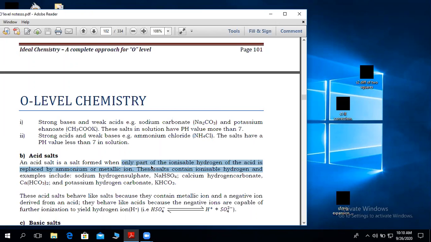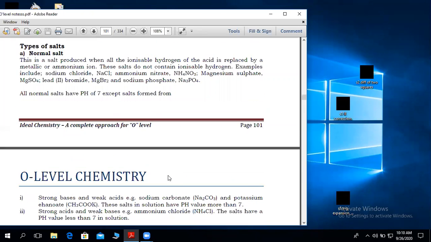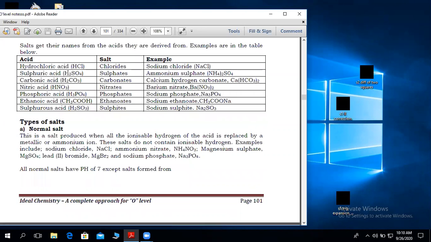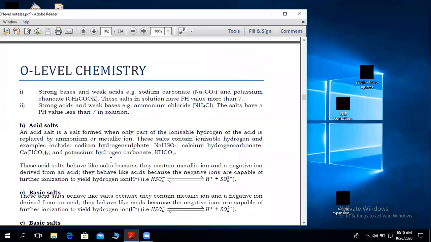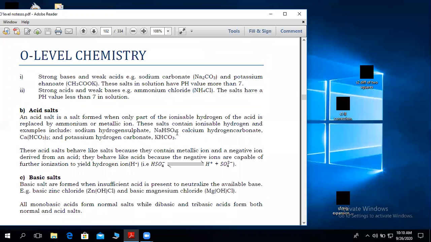For example, we have sodium hydrogen sulfate. What does that mean? It means in our formula for sulfuric acid, sodium has only replaced one hydrogen, and the other hydrogen remains, and that's how we form sodium hydrogen sulfate. Potassium hydrogen carbonate means that potassium has replaced only one hydrogen of carbonic acid.